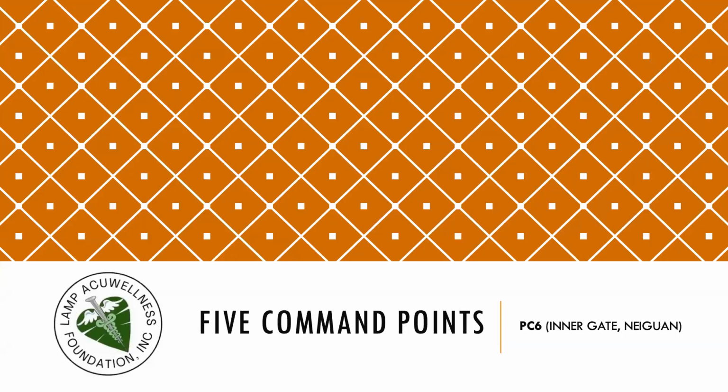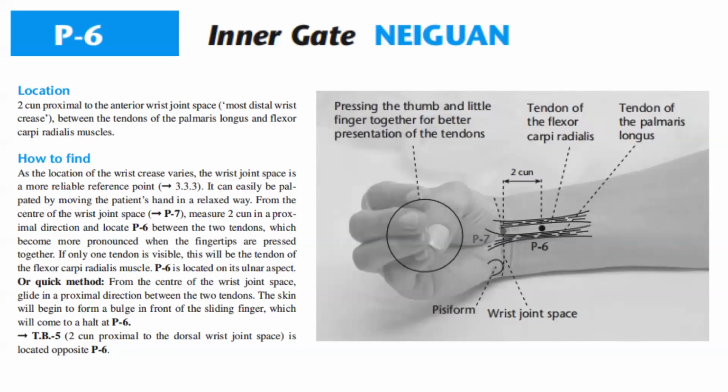Let's talk about Pericardium 6, Inner Gate, a 5-command point. Pericardium 6 is located 2 sun proximal to the anterior wrist joint space, which is the most distal wrist crease, between the tendons of the palmaris longus and flexor carpi radialis muscles.